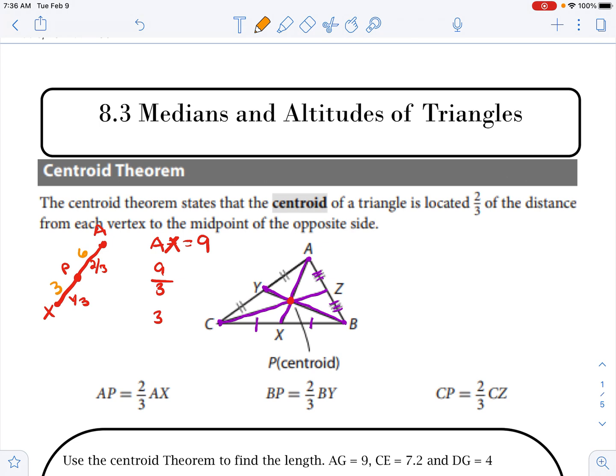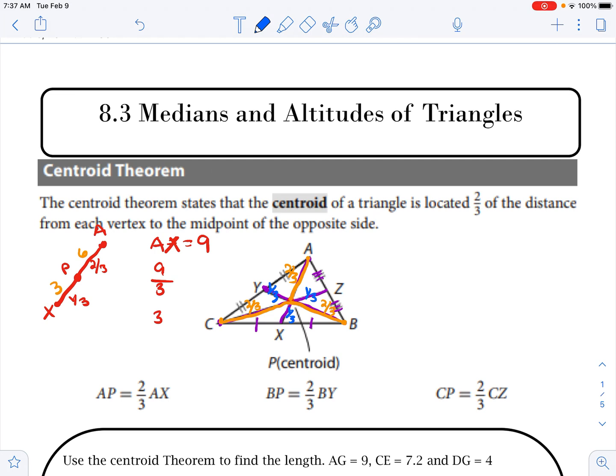So anytime we have a centroid, it's going to break it up into this proportion of 2/3, 1/3. Again, 2/3 is that distance from the vertex to the centroid. I'm not saying that those are equal lines, but what I'm saying is each one of these is 2/3 of the entire line. Then the other part would be 1/3. So down here, this is 1/3 of the entire length, this is 1/3 of the entire length, and that is 1/3 of the entire length.